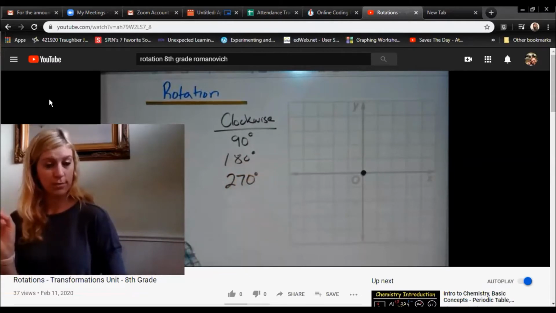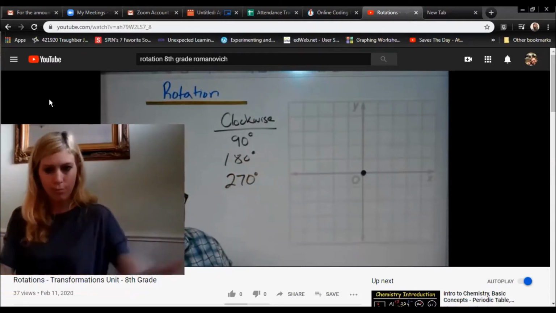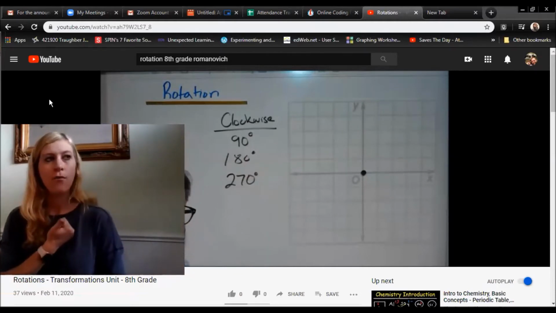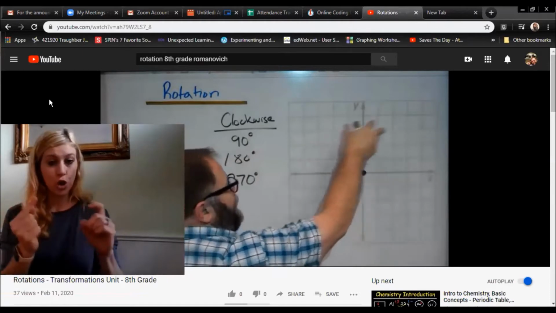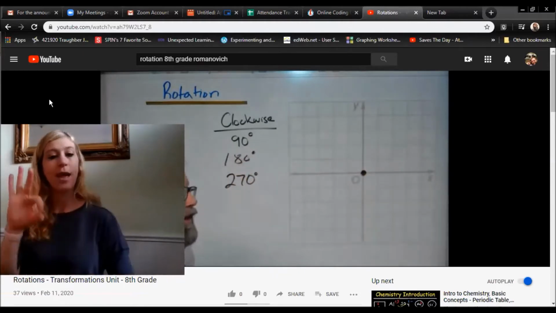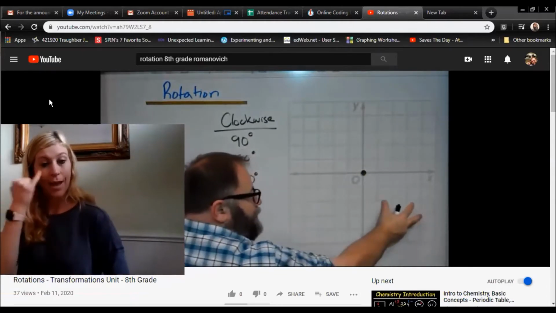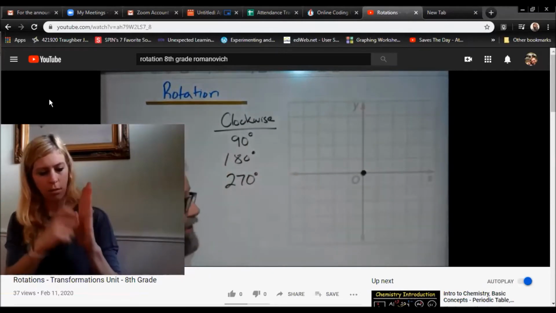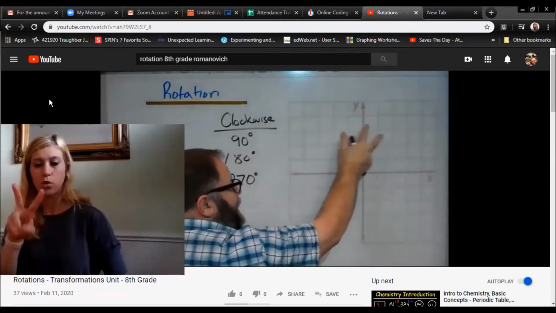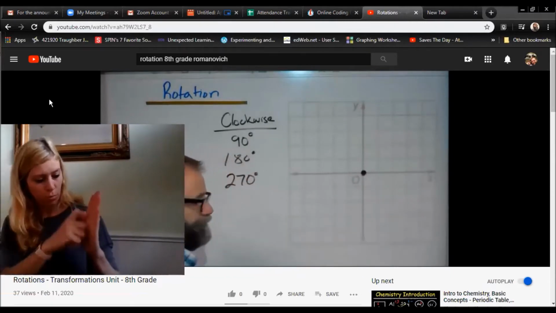Now for me, the big thing that I remind myself about this is that each of these is a quadrant's worth of a turn. So if I go 90 degrees, whatever quadrant I'm in, I'm going to be in the next. If I go 180 degrees, whatever quadrant I'm in, I'm going 2 more. If I go 270 degrees, whatever quadrant I'm in, 90, 180, 270, I'm back here.